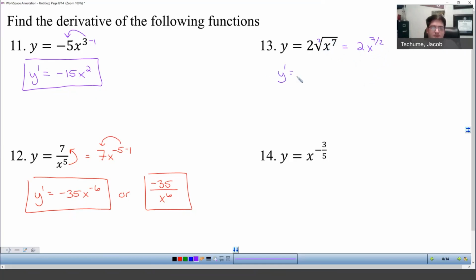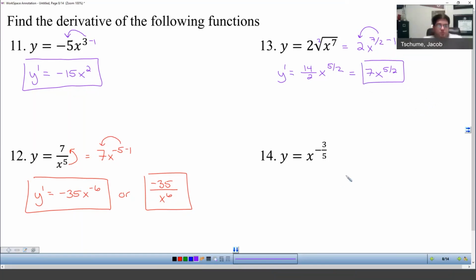So y prime is going to equal, I'm going to take the 7/2 and multiply it by 2. So 7/2 times 2 would be 14 over 2 x. And if you subtract 1 from the power, 7/2 minus 1 is going to give you 5/2. Now, one thing to be aware of on these fractions is that sometimes the numbers in the front will simplify. As you can see, 14 divided by 2 does give us 7. So you have 7x to the 5/2 power, and that will be your derivative.